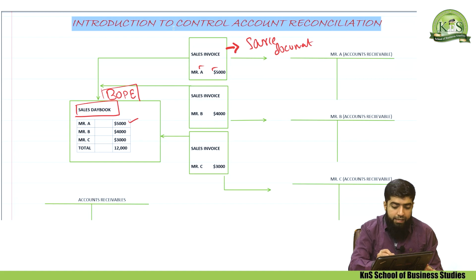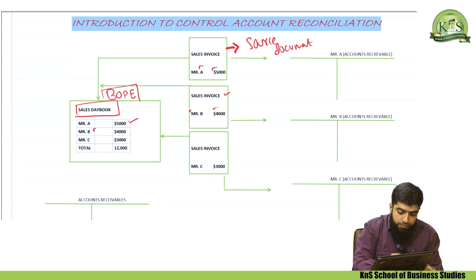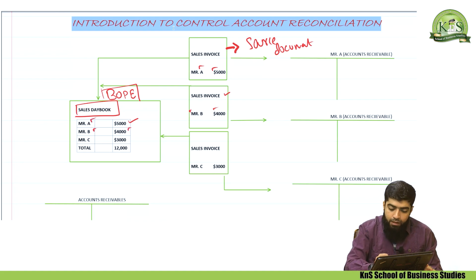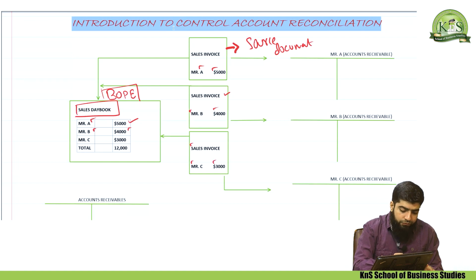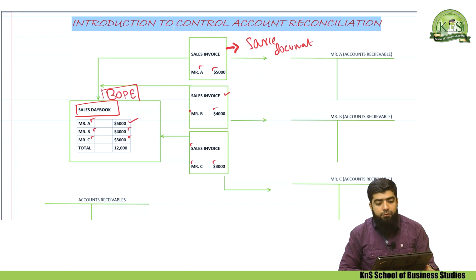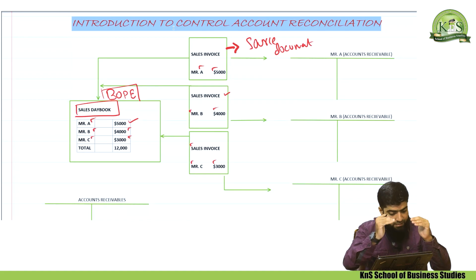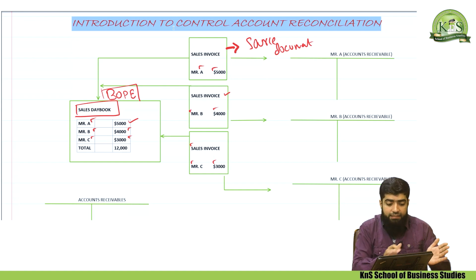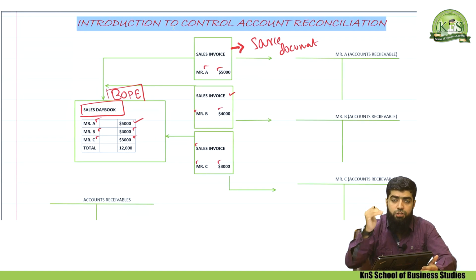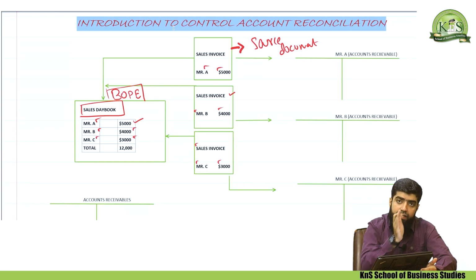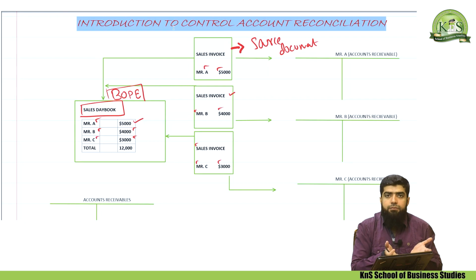So we recorded that sales invoice for the customer in the sales day book with the amount of $5,000. Again, another sales invoice which we have issued, we sold goods to Mr. B for $4,000, and we recorded that in the sales day book. Again, we sold goods to Mr. C, raised a sales invoice, and the amount is 3,000. We recorded that amount, and now the sales day book is completed. The benefit of the sales day book is that the same nature of transactions is recorded at one place. Am I right? Yes.